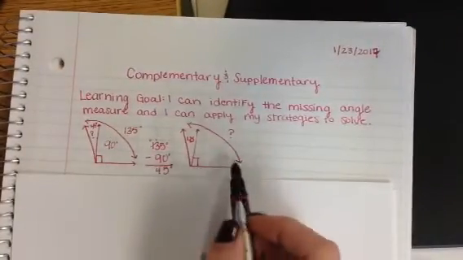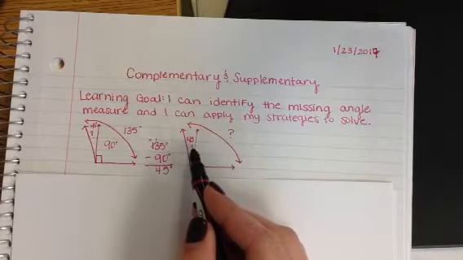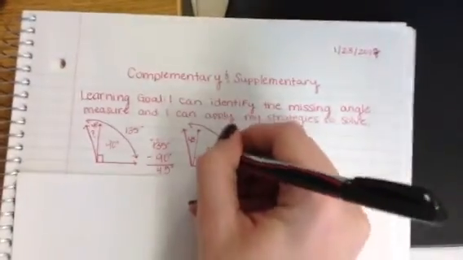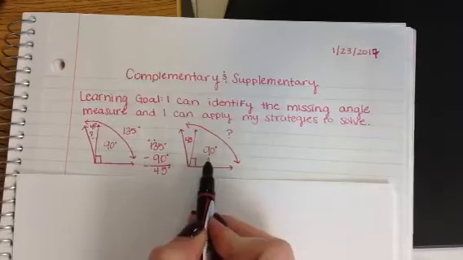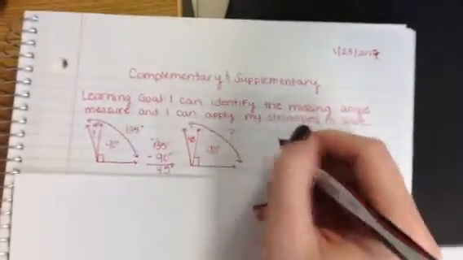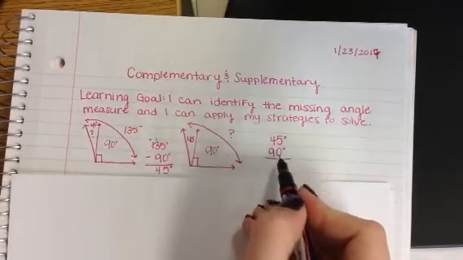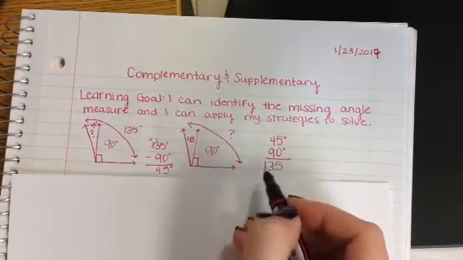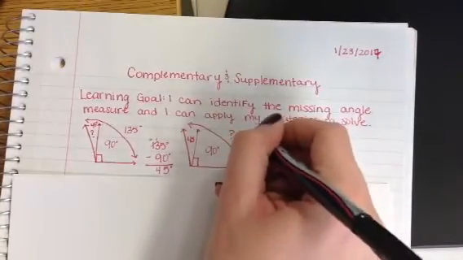Over here, we are missing the whole piece. We know that this section is 45 degrees. We know that this section is 90 because remember that's what the squared corner tells us. 45 degrees here, 90 degrees here. I know that I'm going to add the two pieces. All right, so to find the whole thing, you're going to add 45 degrees and 90 degrees. 5 plus 0 is 5. 4 plus 9 is 13. The whole measurement is 135 degrees.